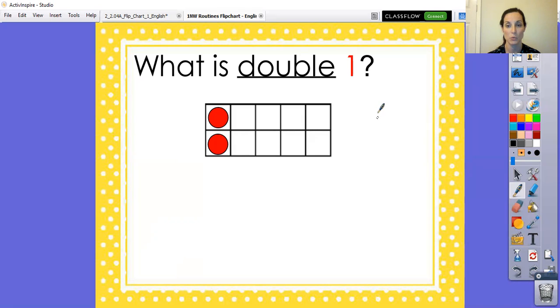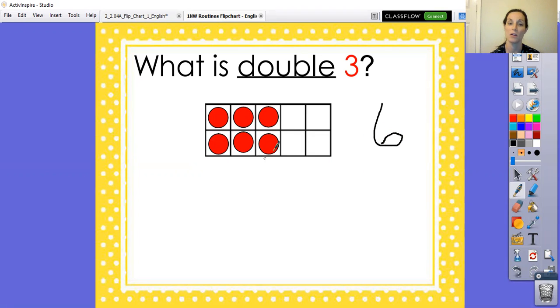If you said 2, you are correct. Here's our first set and then we have our second set. That would make 2. Using that same logic, what is double 3? Again, let's look at our picture of our 10 frame with our counters, and think in your head, what is double 3? Remember, double just means that we have 2 sets of 3. Here's our first set with 1, 2, 3. Here's our second set with 1, 2, 3. And if you said 6, that is correct.